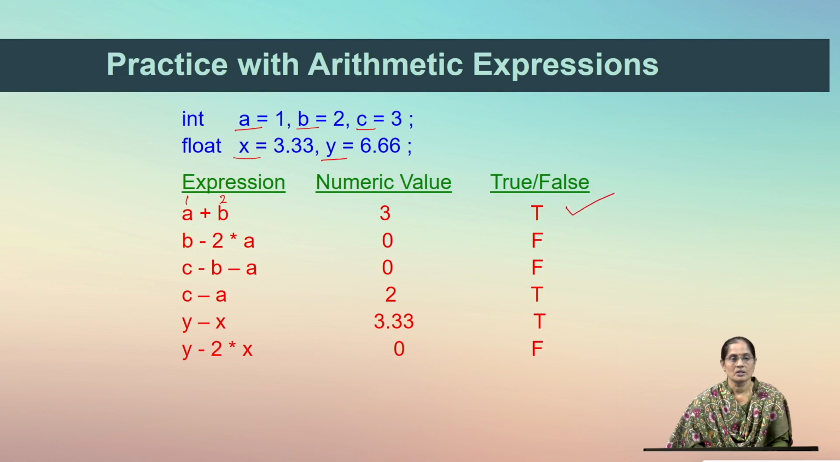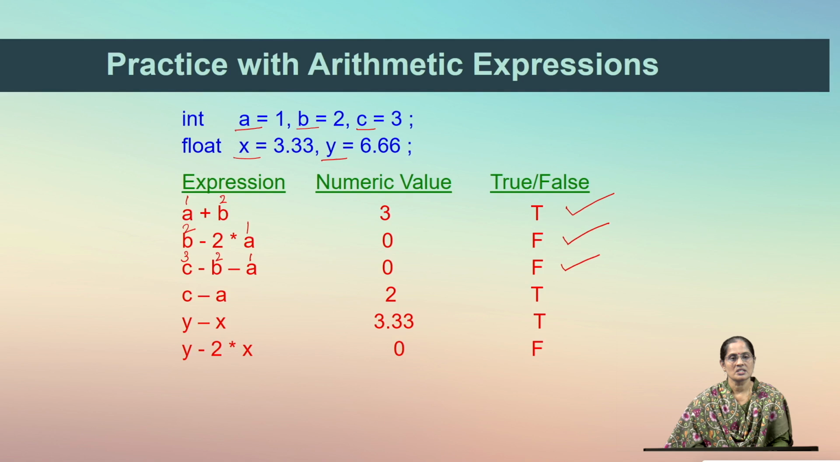The second expression is B minus 2 asterisk A. B will be substituted with the value 2 and A with the value 1, so the result will be 0. If the result is 0, it can be interpreted as false. The next expression is C minus B minus A. The value of C is 3, the value of B is 2 and the value of A is 1. Again we get 0 as the output, so the result will be false.